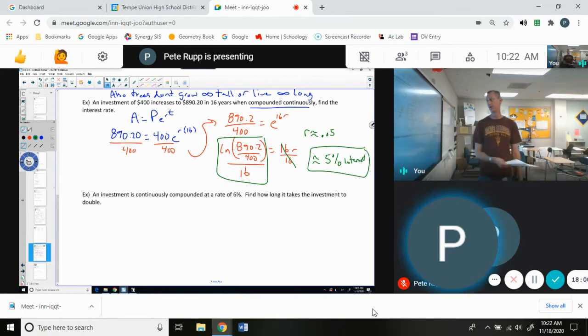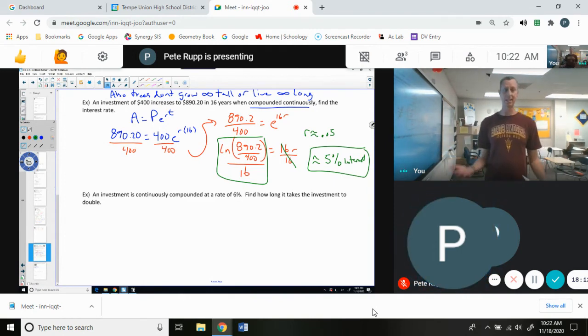Okay, so there you go. This one, there's a couple problems like this on the test too. It says an investment is continuously compounded at a rate of 6%. Find how long it takes the investment to double. So here's the key thing for this.